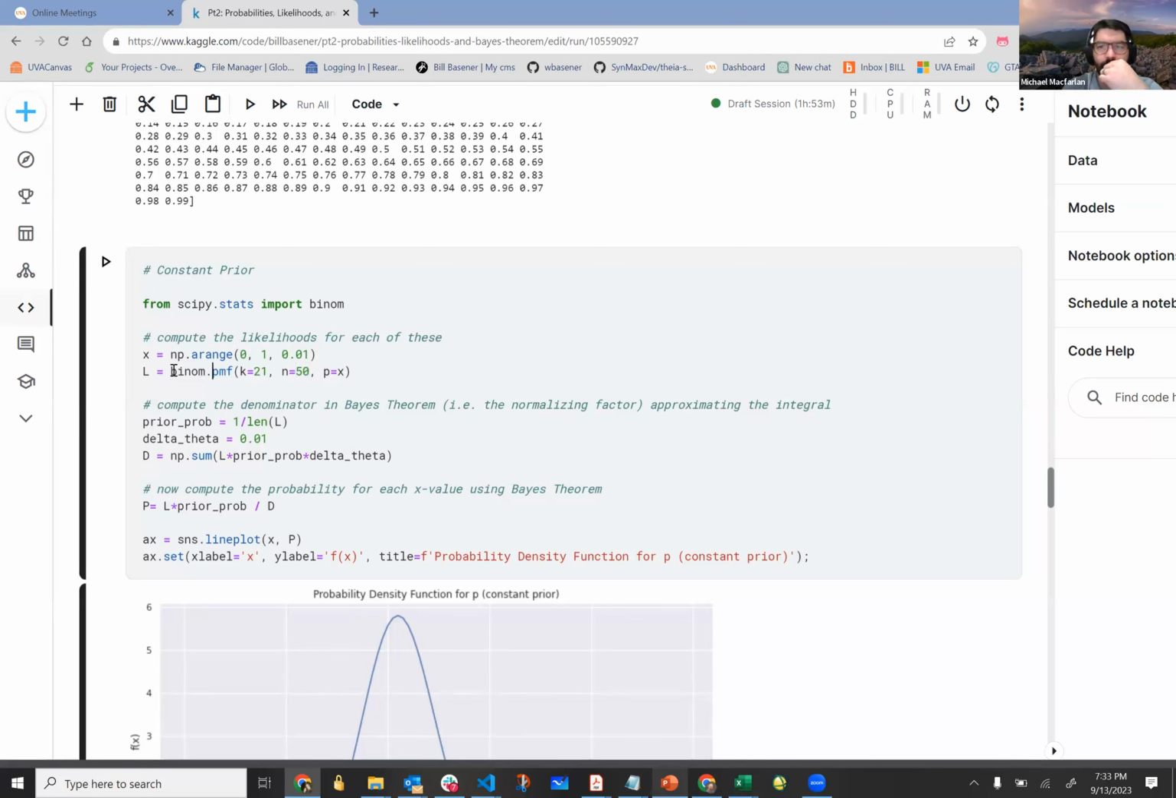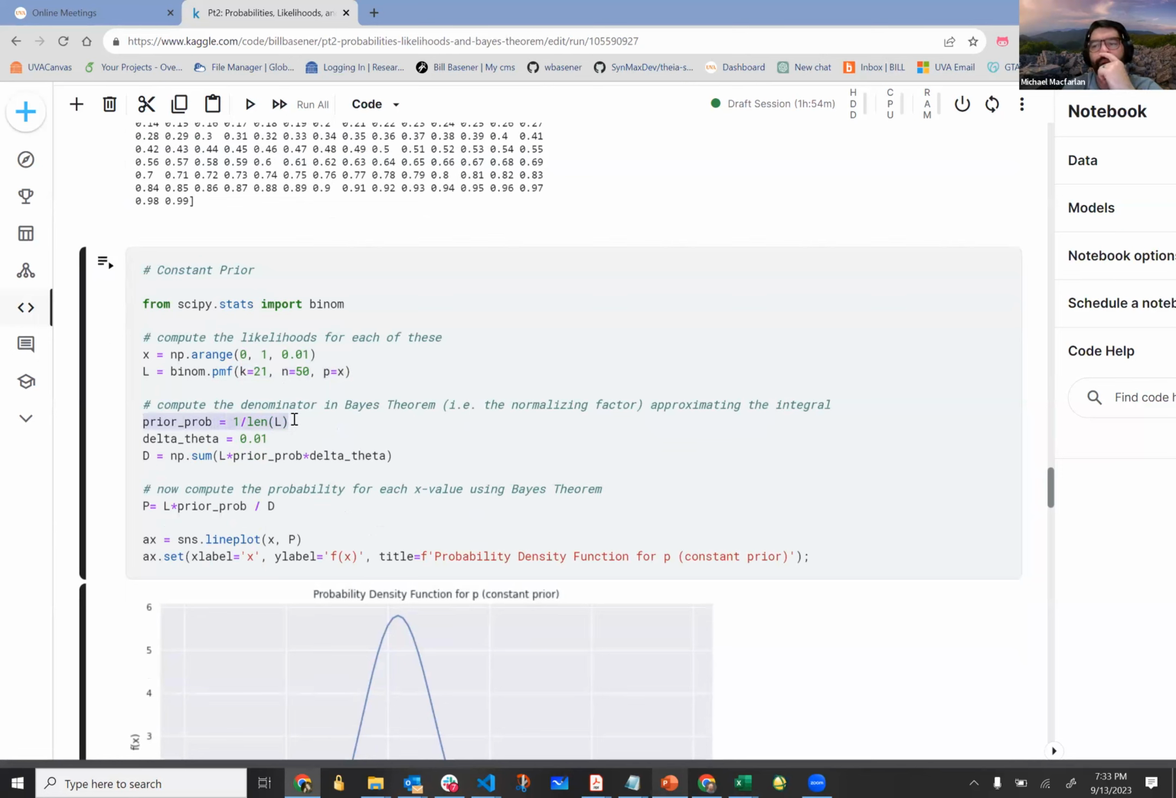So what we're doing here is we're taking this binomial probability mass function, and we're saying if I put in 21 for k, meaning 21 successes, and I have 50 for n, that's 50 trials, and I'm going to put in here every possible value for p from this list above. Remember, we're thinking of p as the parameter, which plays the role of theta. So we want to be able to consider lots of values for that. But our data is fixed. k is 21 and n is 50.